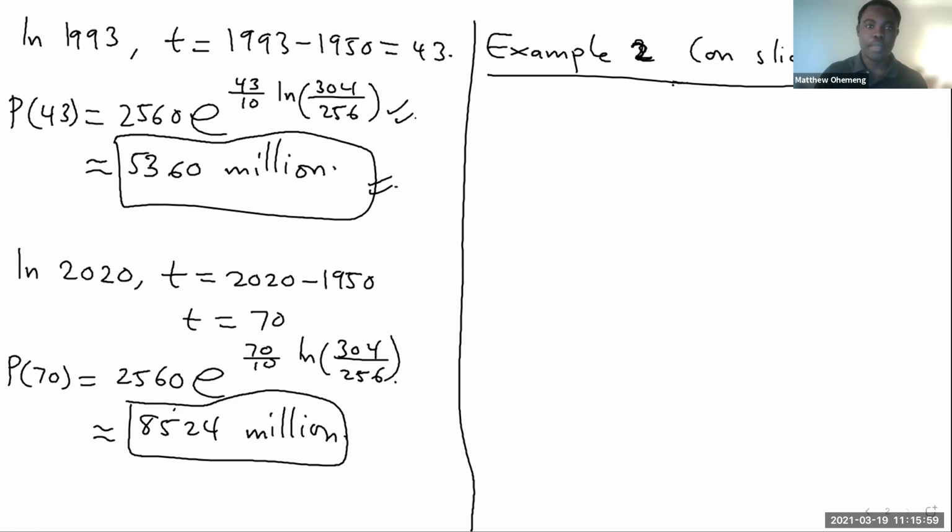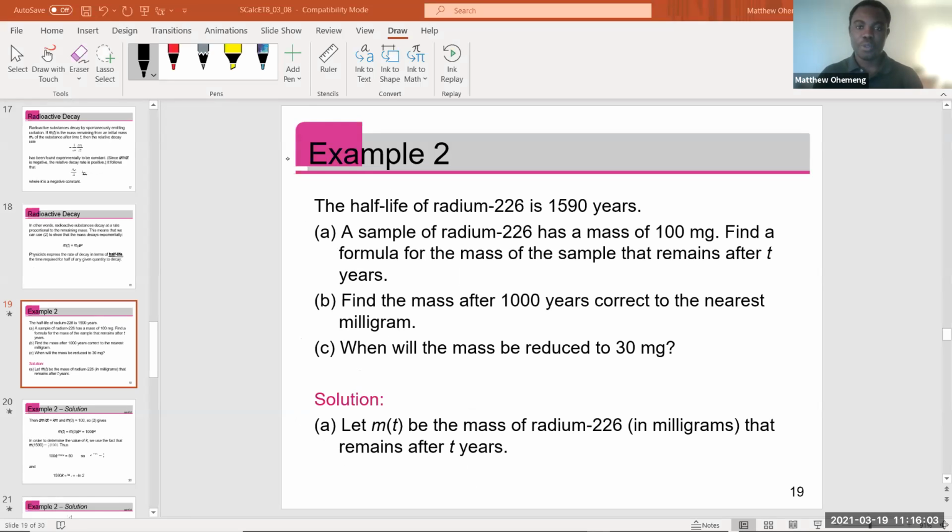Okay, so let's gather some information from that question. It says the half-life of radium-226 is 1,590 years, and a sample of this substance has a mass of 100 milligrams. Part A: find a formula for the mass of the substance that remains after t years, so find m of t. Part B: find the mass after 1,000 years, correct to the nearest milligram. And part C: when will the mass be reduced to 30 milligrams?